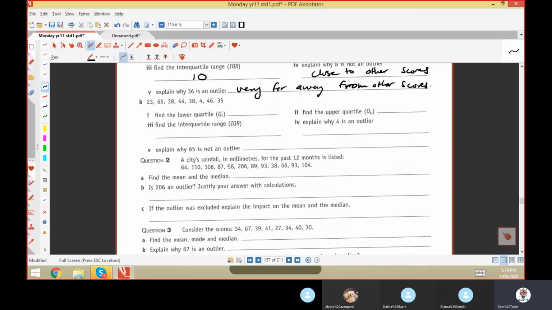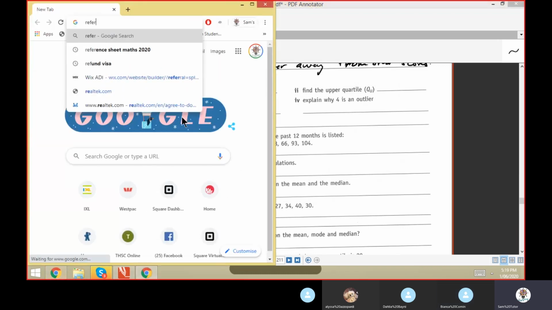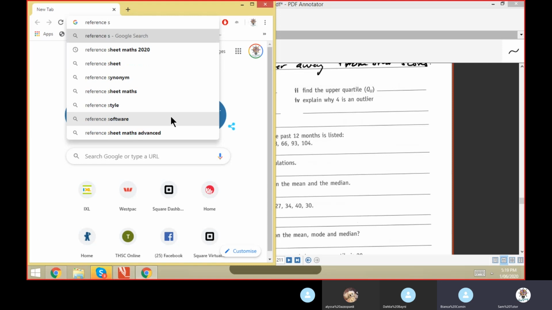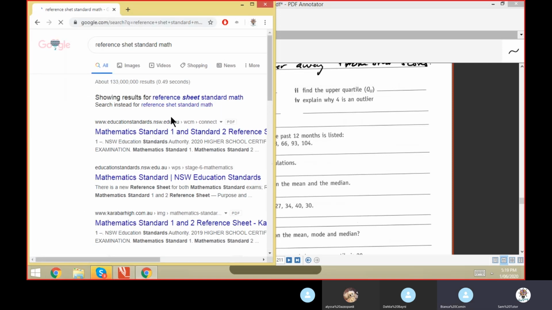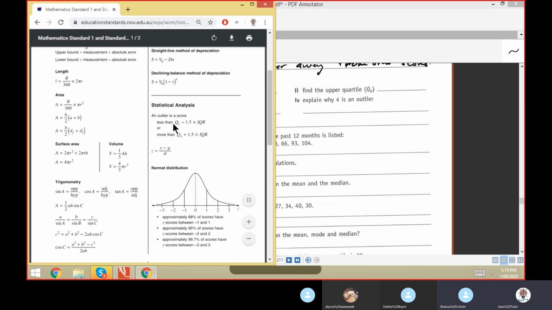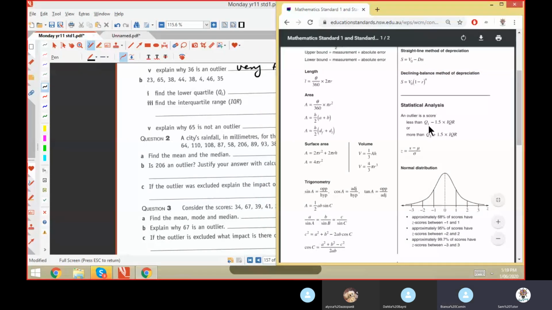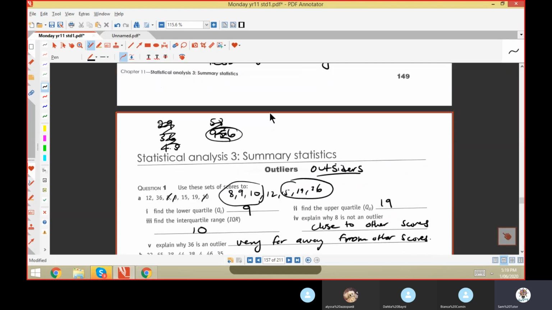I haven't memorized the formula for this, so we've got to go to our good friends here. Reference sheet, standard math. And read the reference sheet. So the reference sheet has this. There it is. An outlier is a score less than Q1 minus 1.5 times IQR. So what we can do, we can write that down somewhere.